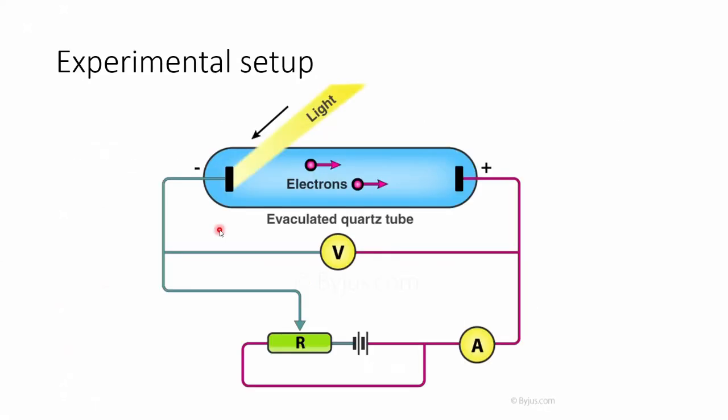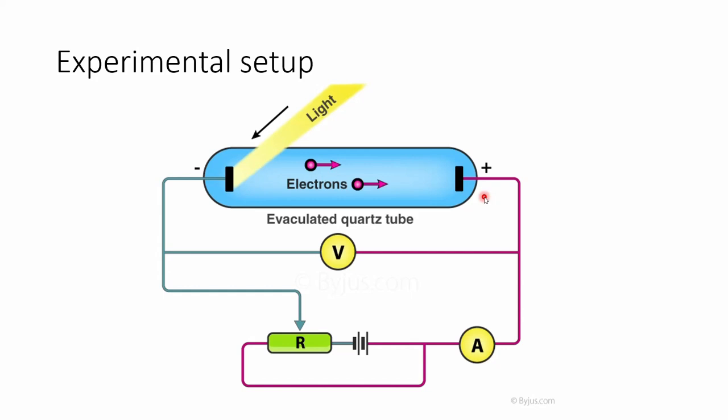Now let's check the experimental setup to observe this photoelectric emission. For that we need a quartz tube. It's an evacuated tube, and here we have two electrodes, and a cell is connected in between these two electrodes, so we can apply some potential difference between them. When light is incident on one of the electrodes, the electrons will get ejected from this electrode and move towards the other electrode. So there is some movement of electrons, so current will be formed here.